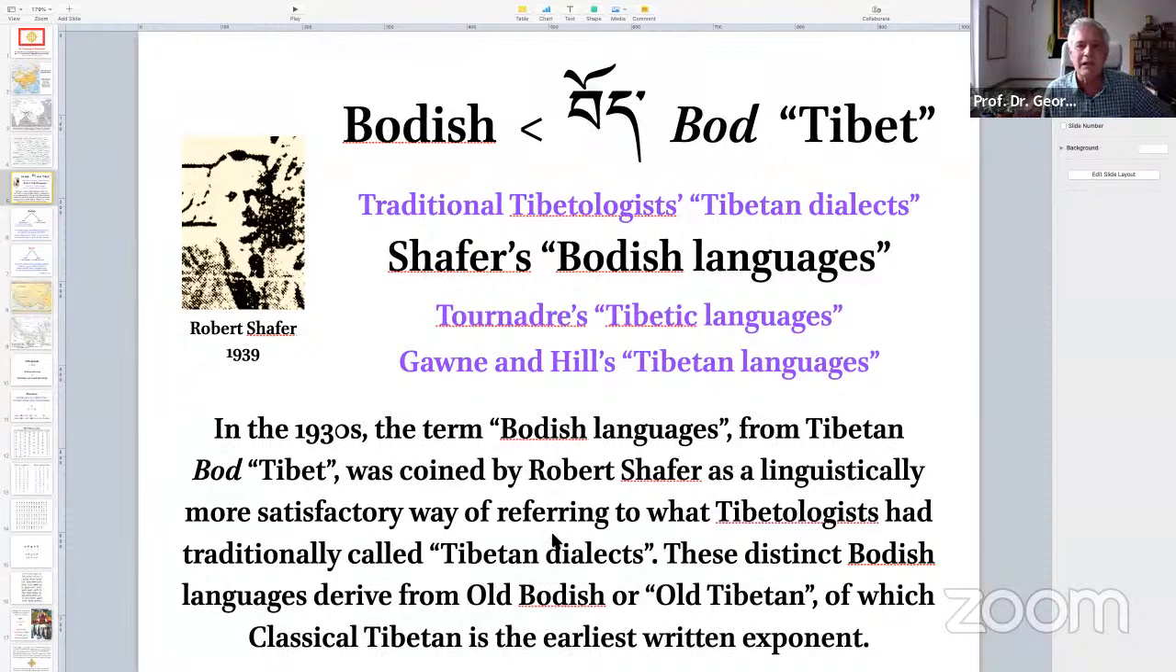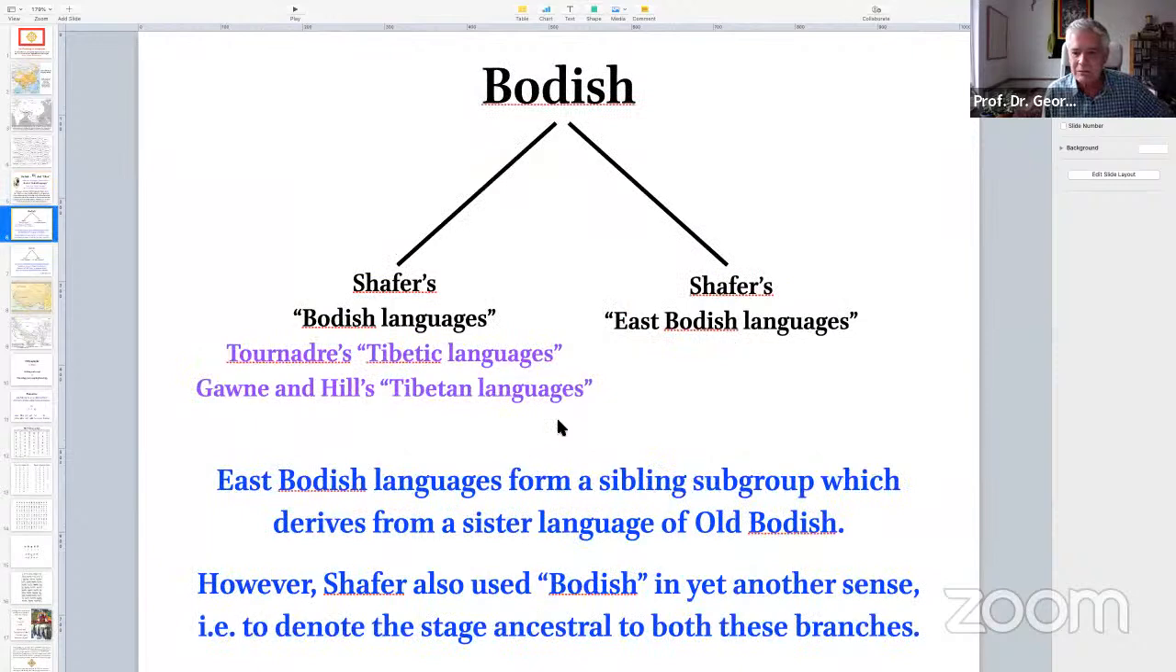And what are the Bodish languages? I can apparently only move forward this way. We have the Bodish languages proper, and then you have these languages that are called East Bodish languages. What are the East Bodish languages? I'm delighted to say that there's a beautiful article coming out by Tim Bodt this year, which will explain to you what the phylogenetic position of the East Bodish languages is and how they are related to what we call the Bodish languages proper.